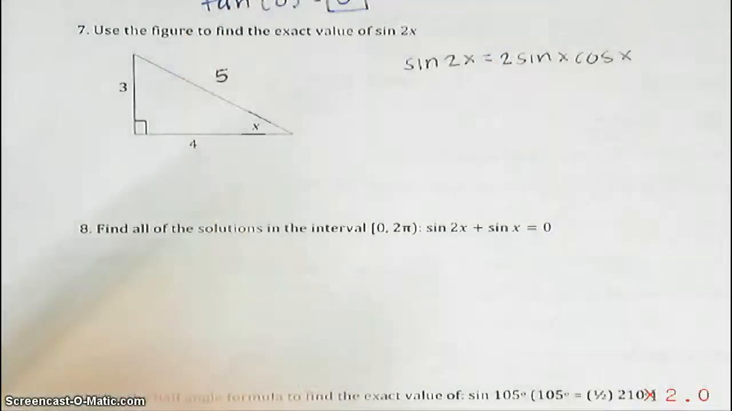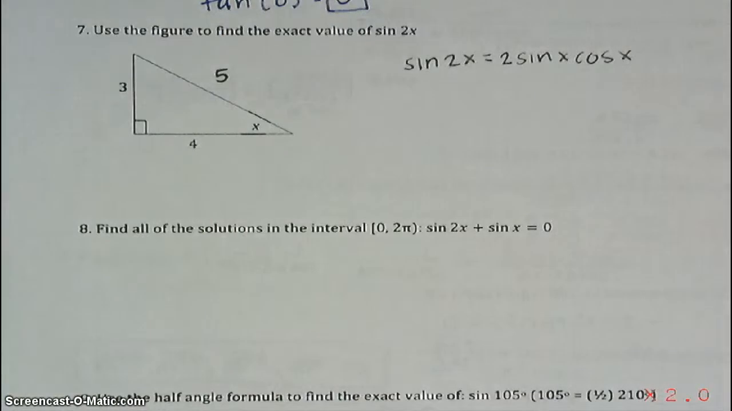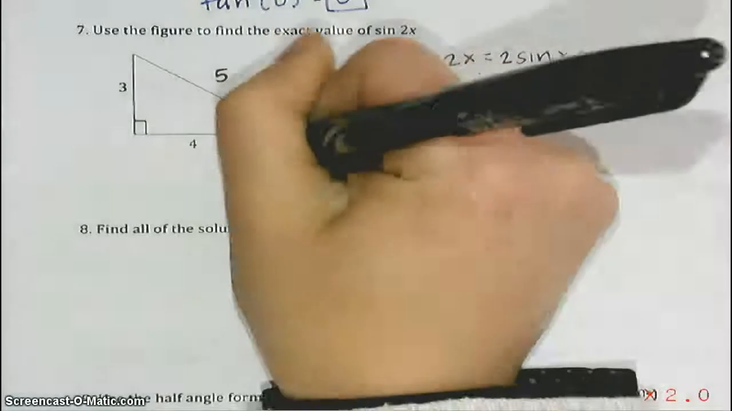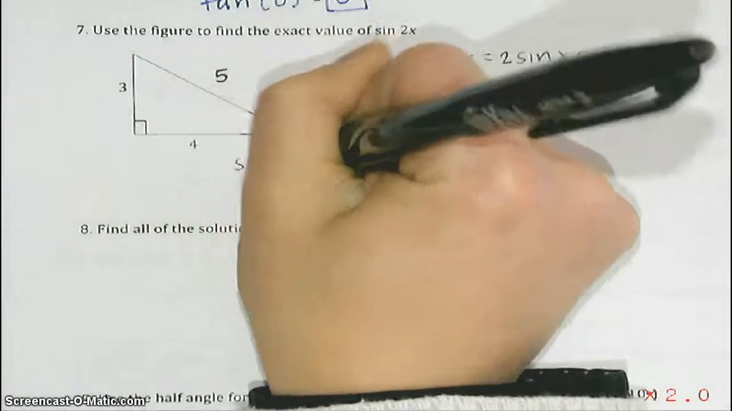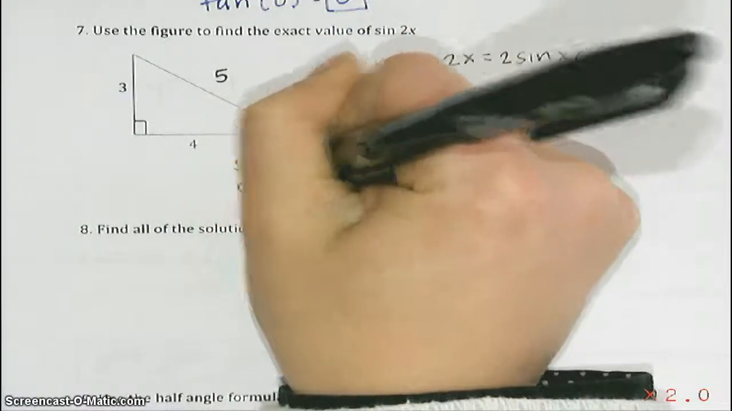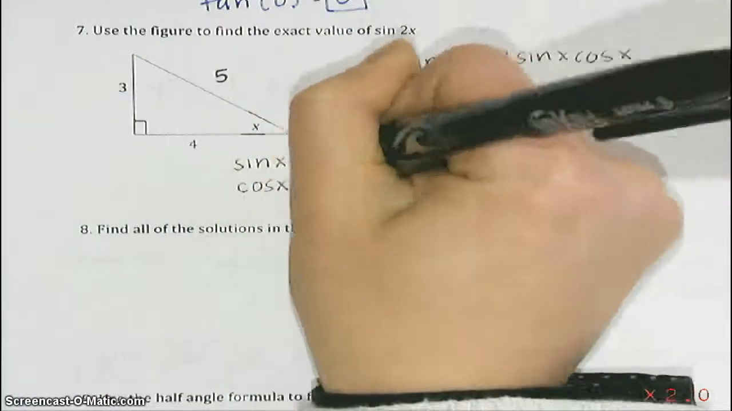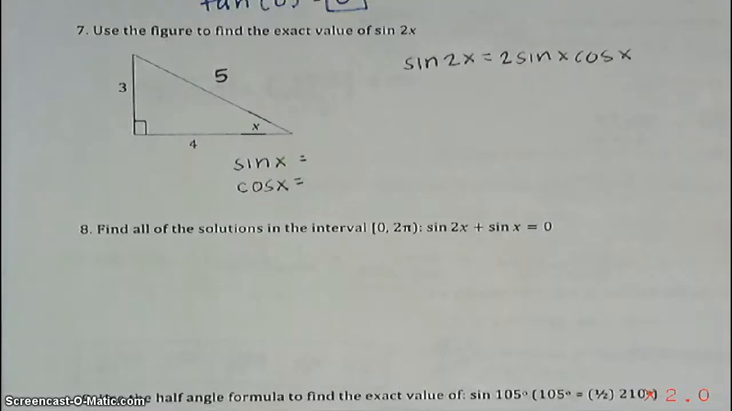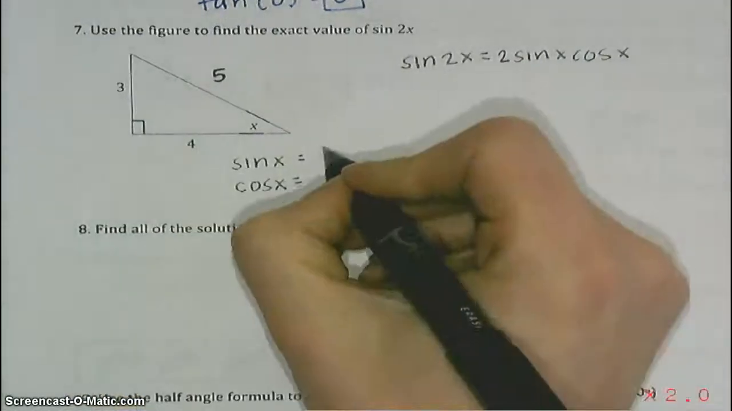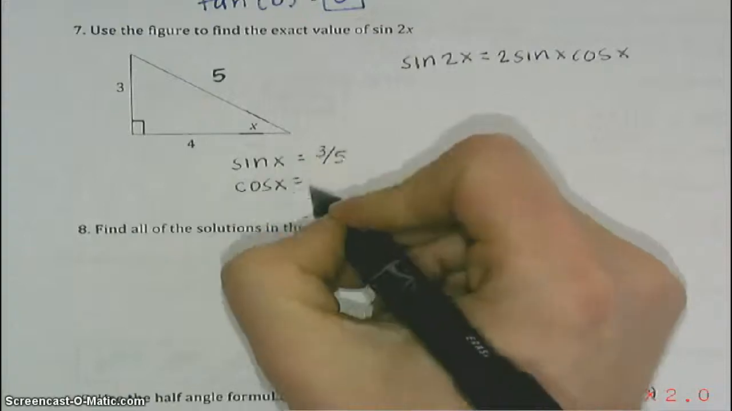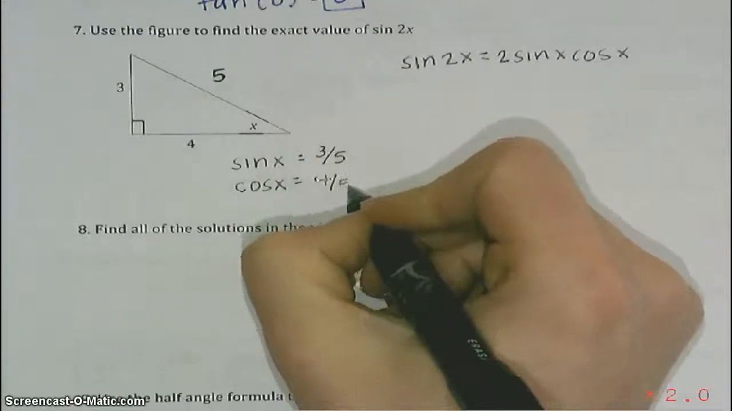It ends up being 5. It's a 3, 4, 5 triangle. Once you have that last side, I think it's helpful to figure out what sine of x is and what cosine of x is off to the side. Sine is opposite over hypotenuse, so 3/5. And cosine is adjacent over hypotenuse, 4/5.